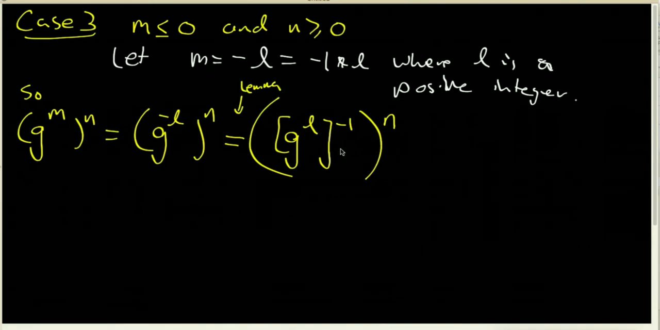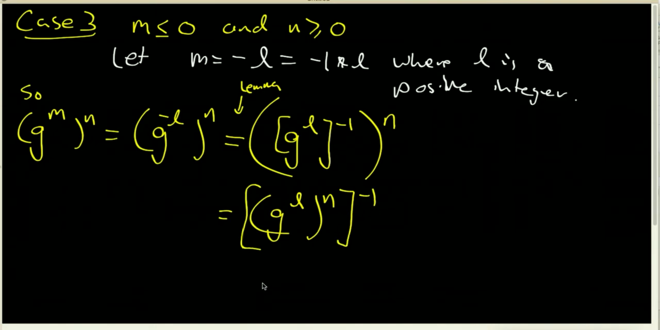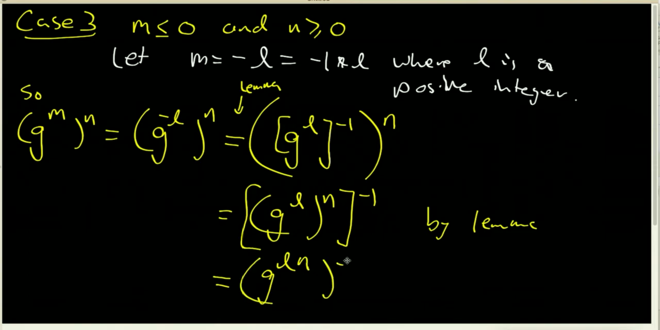But I know how to deal with the inverse raised to the n. That's going to be (g^L) raised to the n's inverse. And that is also by our lemma. But now the previous part of the problem kicks in because both L and n are positive numbers. This is (g^(Ln)) raised to the negative 1. I made a copying mistake there. And this is by the previous part of our theorem.